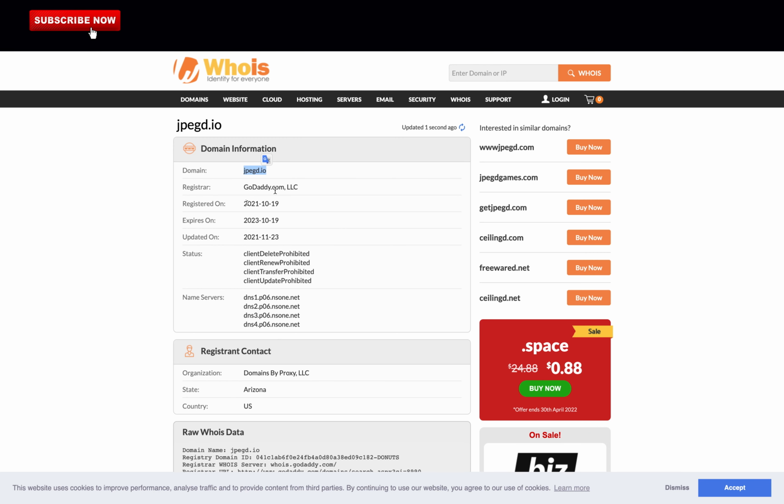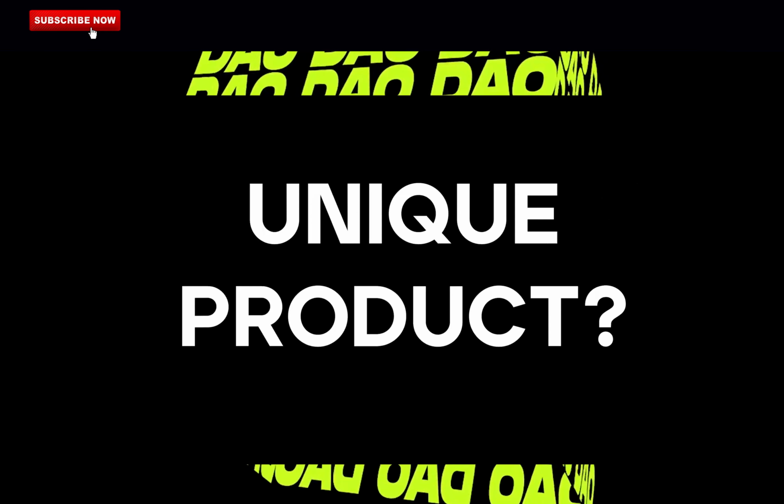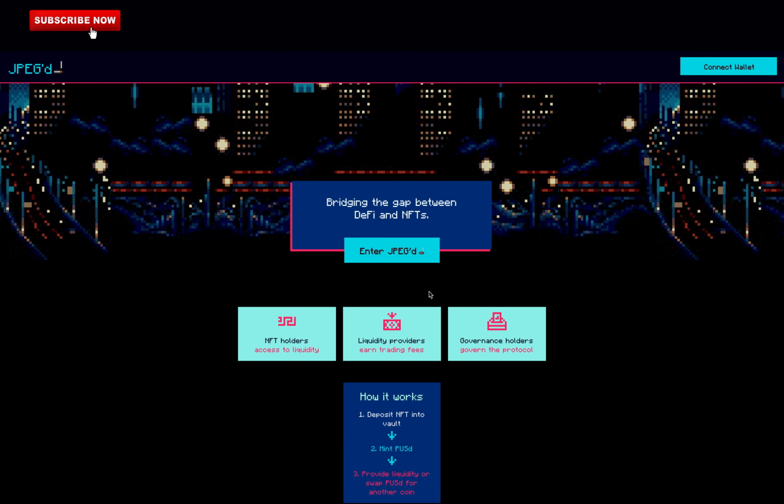Checking the domain. The domain was registered back in October last year. jpeg.io was registered on a reputable domain website, GoDaddy. Remaining infos are masked, I give 0.5 points. Is the product unique? The product is unique, it's not a fork or anything. It's a mix of DeFi and NFT, and I love it. I get a full point here.